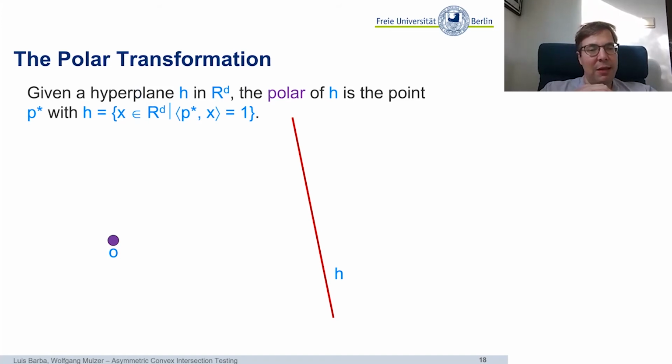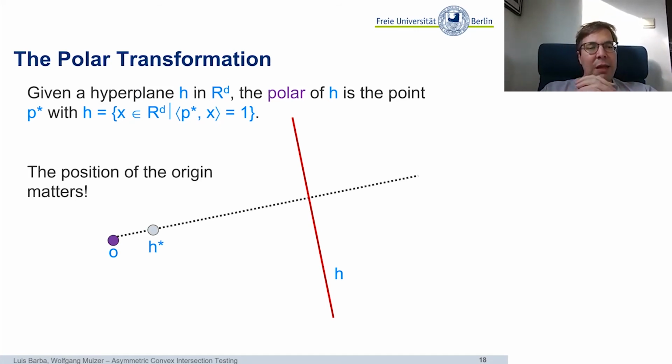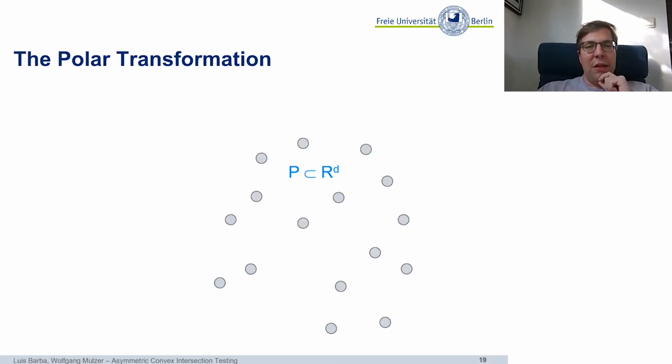So if I have a hyperplane, I can define a point from it by just looking at the point that fulfills this equality. Yes, and so this basically gives us a way of switching the roles of hyperplanes and points. Of course, this is not really canonical. So really the way we do this transformation depends on where the origin is, of course.